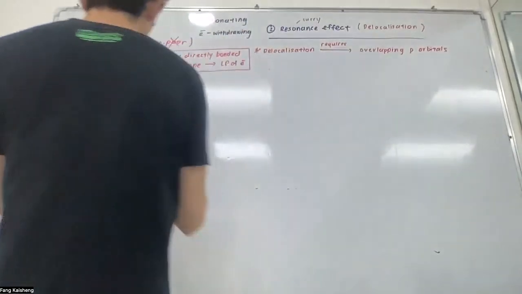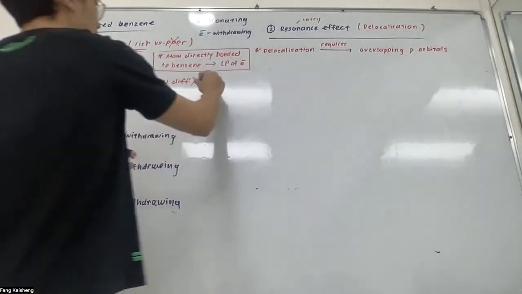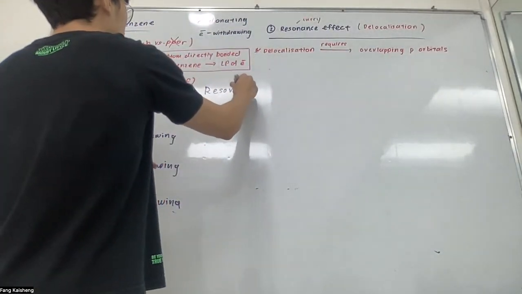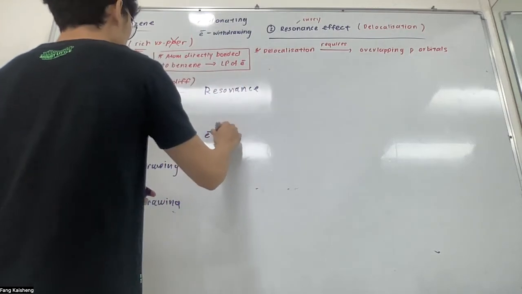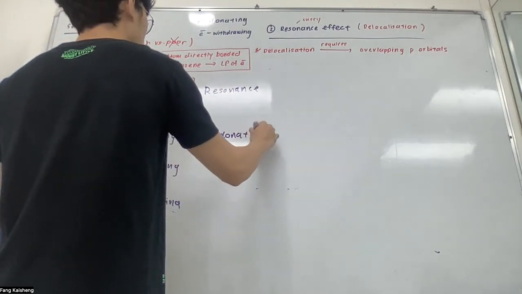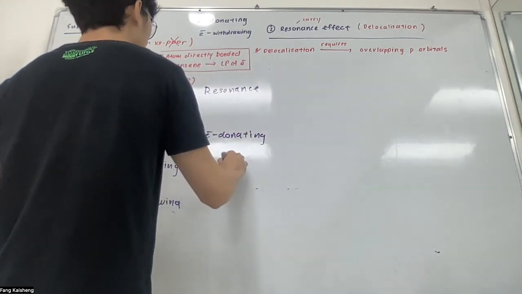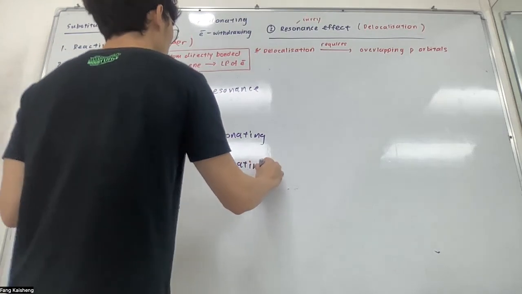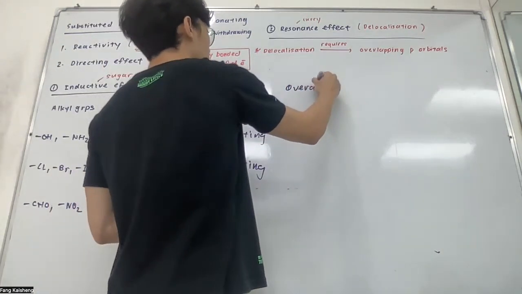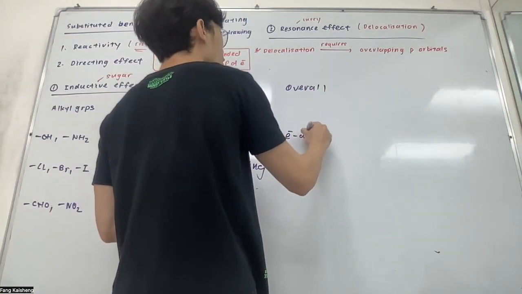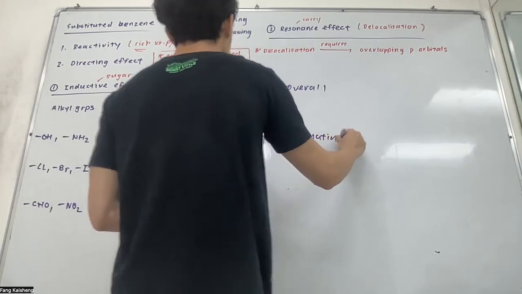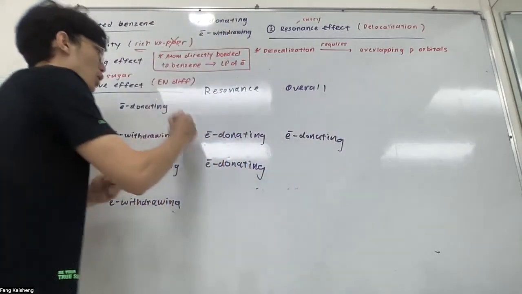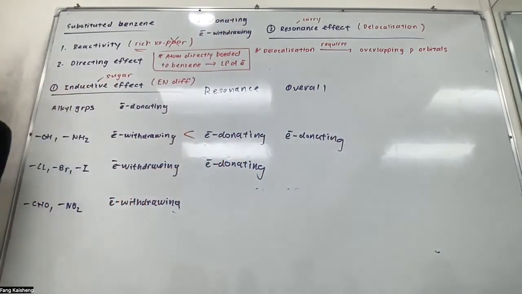Okay, so I consolidate here. This is inductive, and this is resonance effect. Resonance effect, this is donating and donating. Okay, look at the second and third one only. And then there's the overall. Okay, so if the first one overall is donating, right? It implies that the resonance effect is more significant. Later we'll briefly explain why.